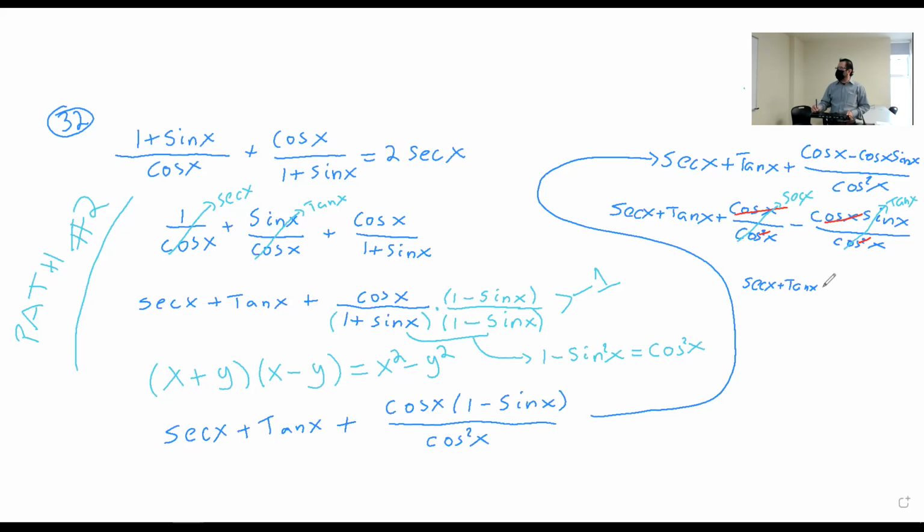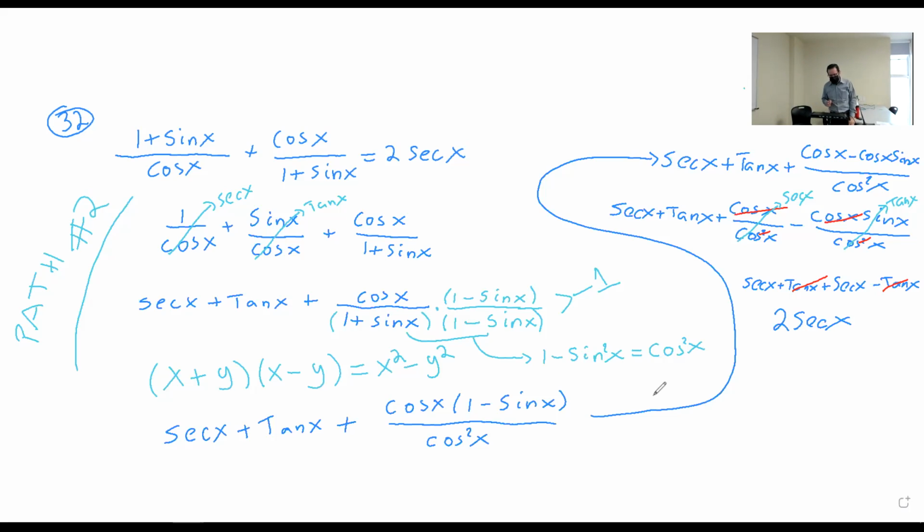It's going to be secant of x plus secant of x minus tangent of x. The tangent is going to be eliminated, and secant plus secant is going to be 2 secant of x. So this is a little bit more elaborate, but it's another way of doing it. Then it was going to be easier.